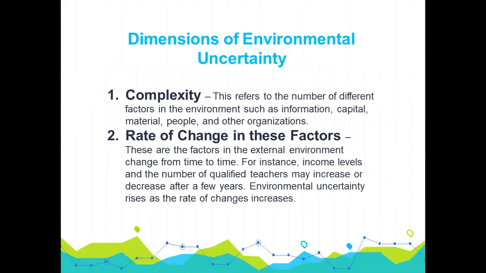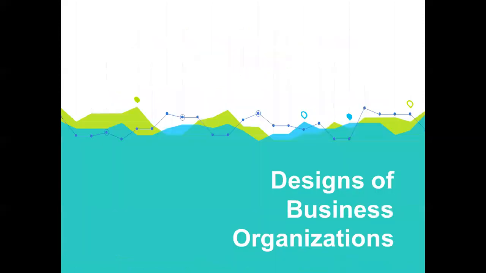Dimensions of environmental uncertainty. We have complexity. This refers to the number of different factors in the environment, such as information, capital, material, people, and other organizations. Then there is the rate of change in these factors. These are the factors in the external environment that change from time to time. For instance, income levels and the number of qualified teachers may increase or decrease after a few years. Environmental uncertainty rises as the rate of change increases.